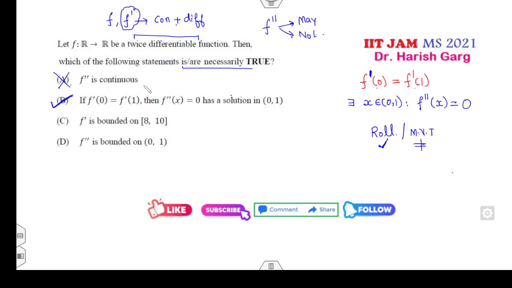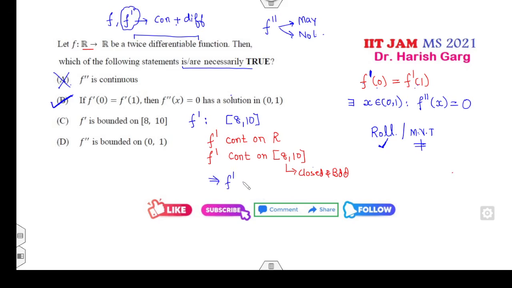Fine. f dash is bounded on the interval 8, 10. Look at that. f dash is continuous on R. It is given that if f is continuous on R, f is continuous on 8, 10 also. If f dash is continuous and this interval is closed and bounded, that is a compact set. f dash is continuous on the closed interval, that implies f dash is bounded. So the C option is also correct.